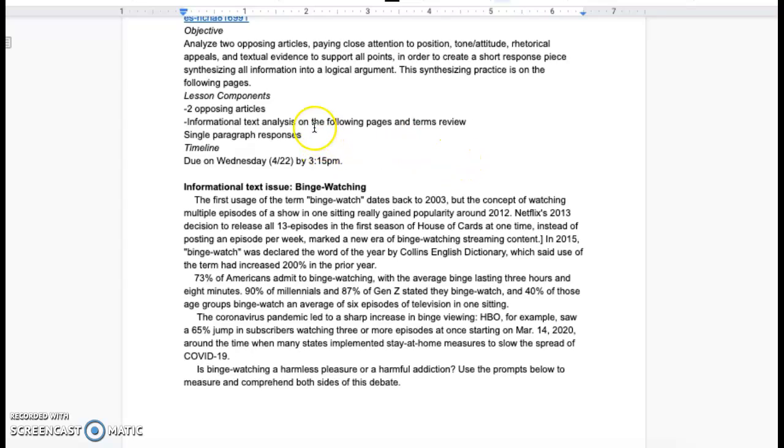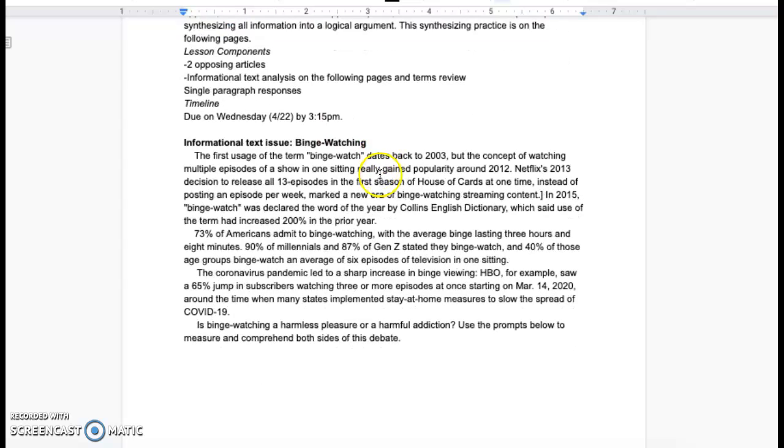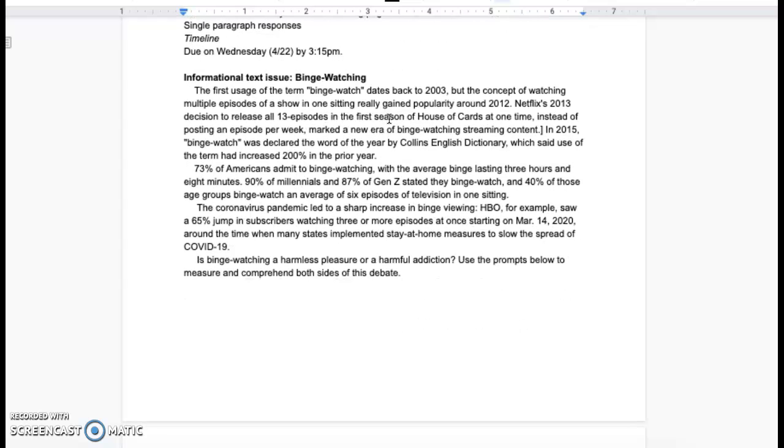Okay, so single paragraph responses, which are, remember, 4 to 7 sentences per paragraph. And this is going to be due on Wednesday at 3:15. So this will be assigned to you tomorrow in the morning on Tuesday and be due on Wednesday afternoon.